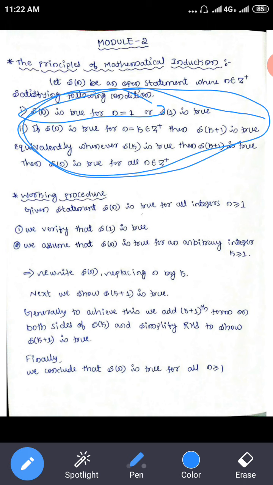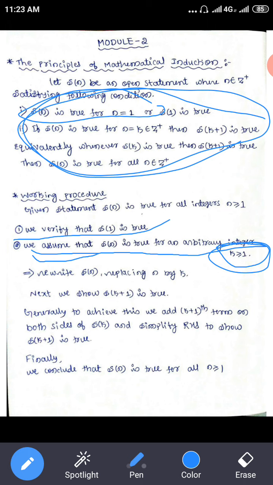Given statement Sn, how we will work is this: the given statement Sn is to be proved true for all n greater than or equal to 1. First, this is very important, we verify that S of 1 is true. Wherever n is there, take n equal to 1 and make sure that S of 1 is true. All these things we will study in the examples. Next, we assume that Sn is true for an arbitrary integer k greater than or equal to 1, that is k.